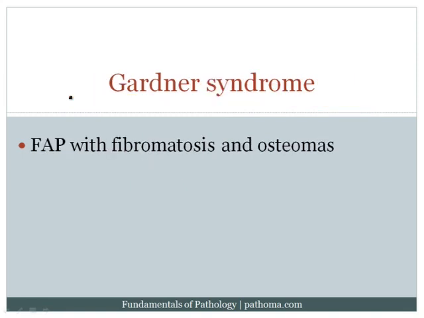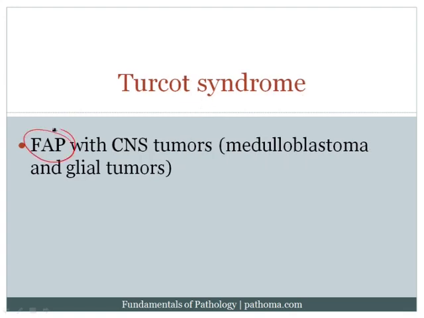Now, patients who have familial adenomatous polyposis can sometimes have some associations with it, and that would change the name of the disorder. And so, for example, if the patient has familial adenomatous polyposis and also has fibromatosis and osteomas, then that would be called Gardner syndrome. Fibromatosis is a non-neoplastic proliferation of fibroblasts, usually arises in the retroperitoneum, and it's locally destructive. And then an osteoma is a benign tumor of bone, usually arises in the skull. So the presence of FAP, familial adenomatous polyposis, with fibromatosis and osteomas, that's called Gardner syndrome. Turcot syndrome is where you have FAP with CNS tumors, in particular medulloblastoma and glial tumors.